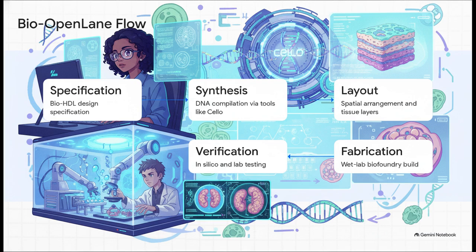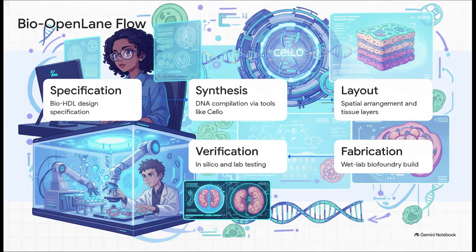Step 3 is layout. Now that we have the DNA sequence, we need to know where it physically goes. This step defines the 3D spatial arrangement of the tissue layers, determining exactly how the cells will be organized structurally. Step 4 is fabrication. The digital blueprint gets sent over the network to the wet lab biofoundry we just talked about, where robotic arms assemble the DNA and grow the actual tissue.